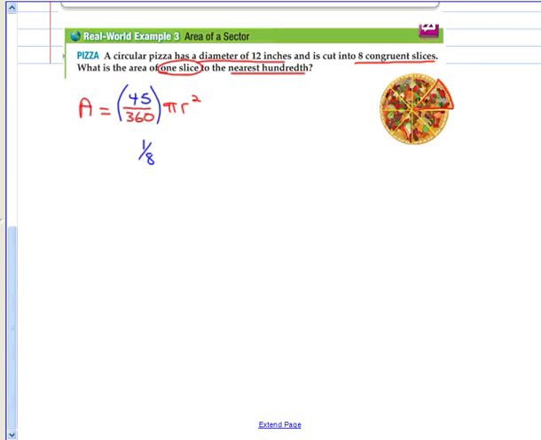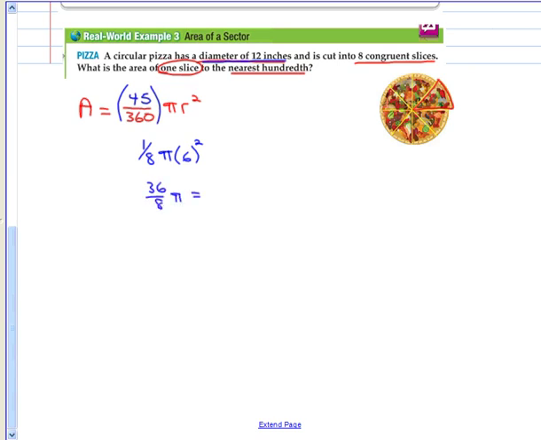I use the formula, which is good. We have 1/8 of the full thing times pi times, what's our radius on this one? 6 squared. Diameter is 12. So what's 6 squared? 36. I have 36 out of 8 pi.